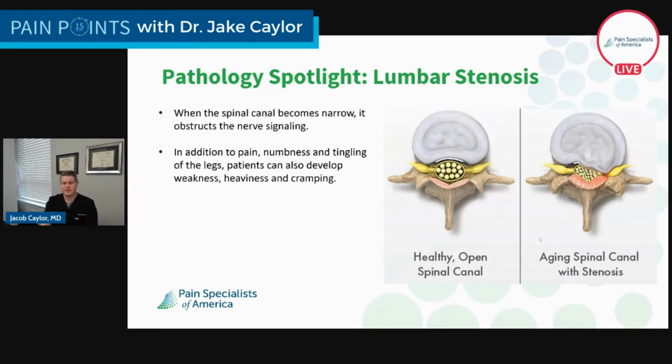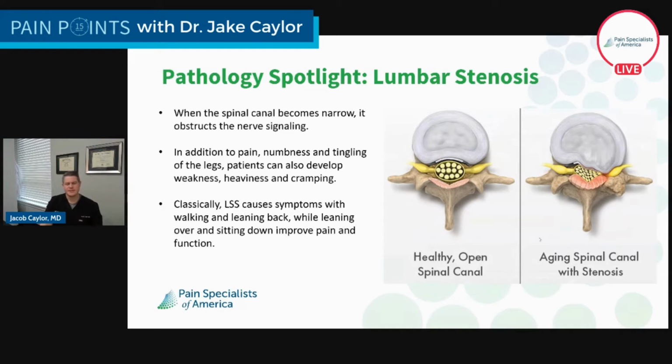In addition to pain, numbness, and tingling, because that's what you think about with a pain physician, you also can have things like weakness, heaviness, and cramping. You might notice that your legs just don't have it. That oomph that they used to have is now gone. That's spinal stenosis. Spinal stenosis is this kind of constellation of symptoms. Where, yeah, you might have symptoms on both sides, but you get that cramping in the legs. Your legs not really having it like you used to. They're heavy. They feel weak. Classically, lumbar spinal stenosis will cause symptoms when you're walking or leaning back, but leaning forward and actually sitting down improve the pain and function.